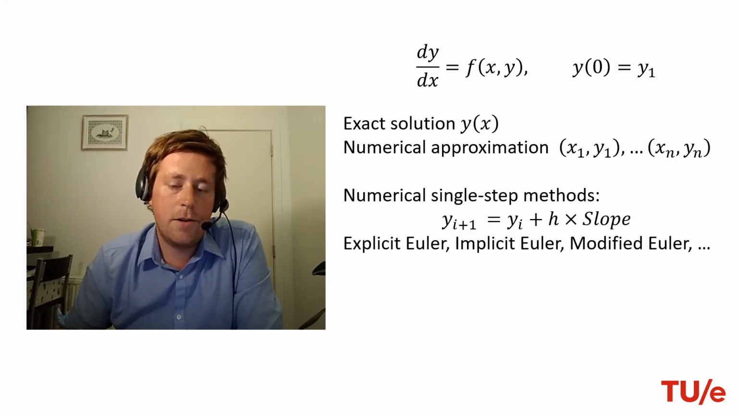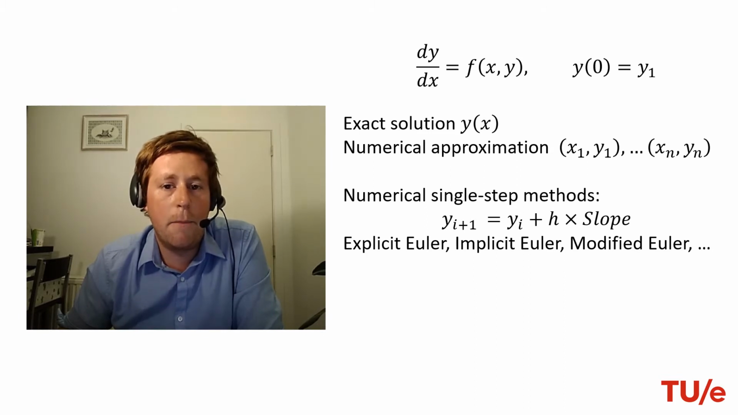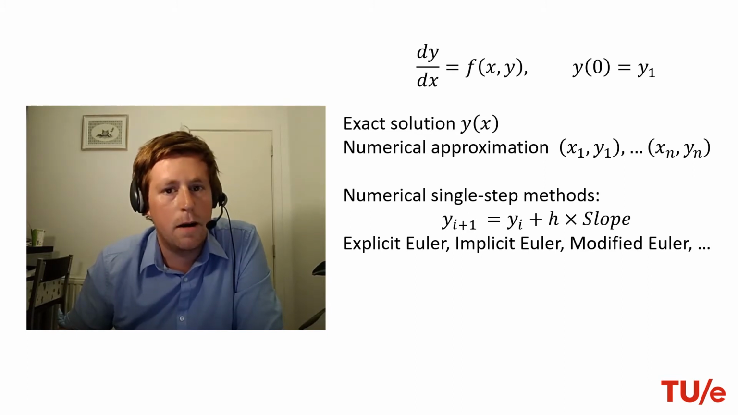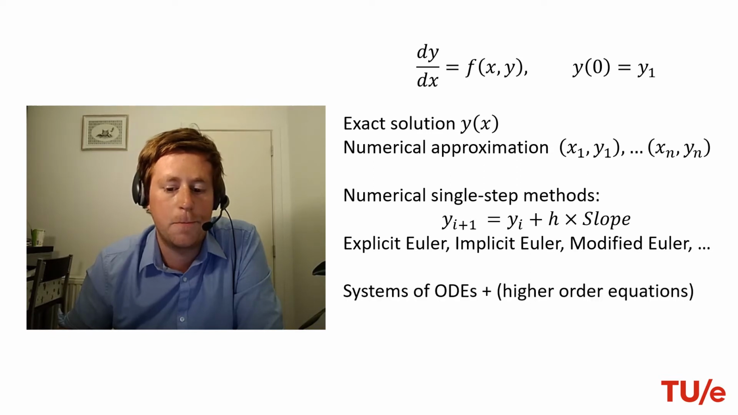We discussed several numerical single-step methods, where each of these can be written as follows: we sequentially update the numerical solution y at step i plus 1 as an update to the previous step, yi, plus a width h multiplied with a slope. And we saw different kinds of methods, explicit Euler, implicit Euler, modified Euler, midpoint, where each of these methods has a unique definition for how we define this slope.